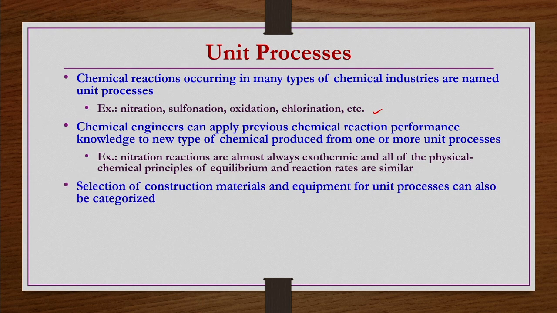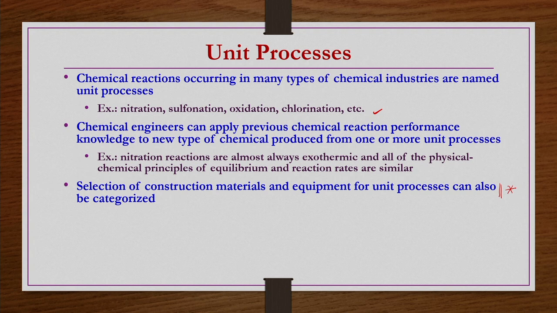And then selection of construction materials and equipment for unit processes can also be categorized. It is also very important, because some reactions you may be doing in batch reactors, some in continuous reactors, or a combination of batch and continuous reactors. You are going to see the different types of batch and continuous reactors in the chemical reaction engineering course anyway. Depending on the nature of the reaction, the construction material for the equipment where the reaction takes place is very essential, because some reactions may take place at ambient conditions just by mixing. Some may take place at slightly higher temperature and pressure, but some only at very high temperatures and pressures. So the material of construction of the equipment cannot be the same under all conditions, right?